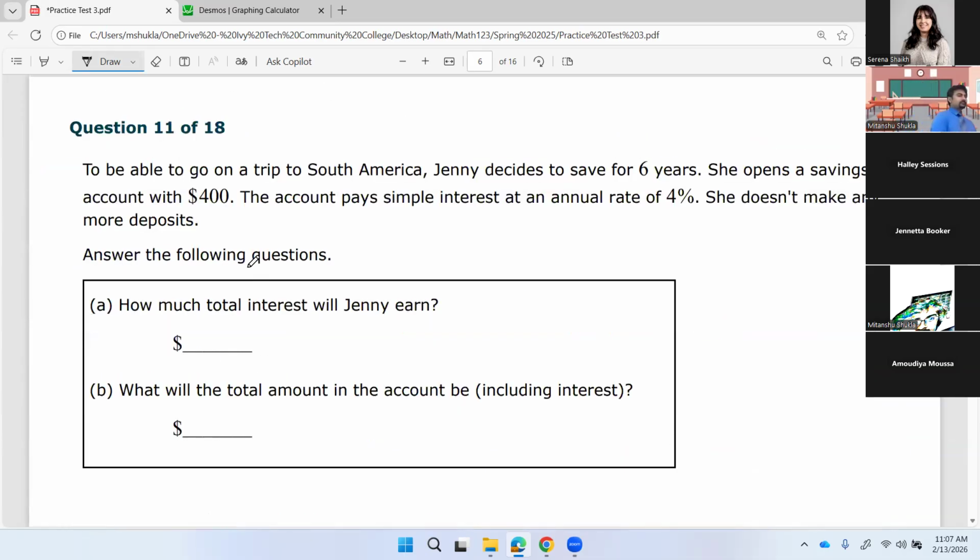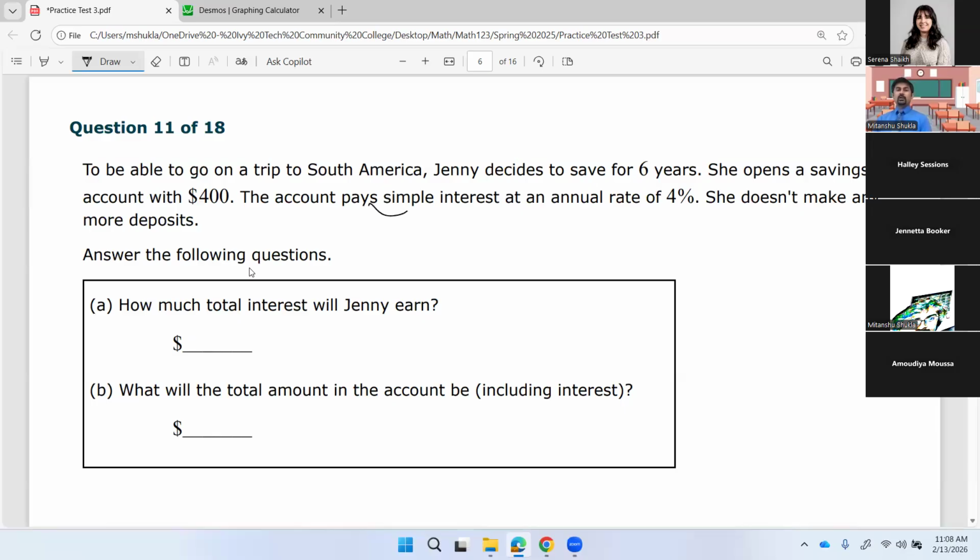Number 11. To be able to go on a trip to South America, Jenny decides to save for 6 years. She opens a savings account with $400. The account pays simple interest at an annual rate of 4%. She doesn't make any more deposits. Okay, there's a difference between simple interest and compound interest. Compound interest is doing just that. It's compounding, like the way I illustrated earlier. But simple interest is not compounding. That's why it's simple. Therefore, we're going to treat simple interest as a linear model.